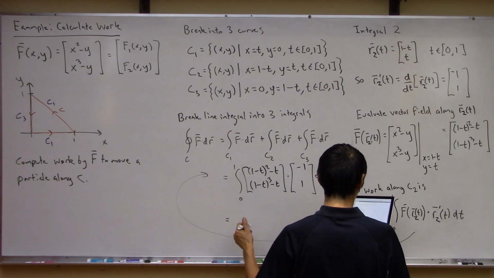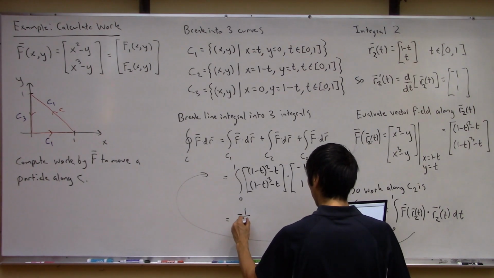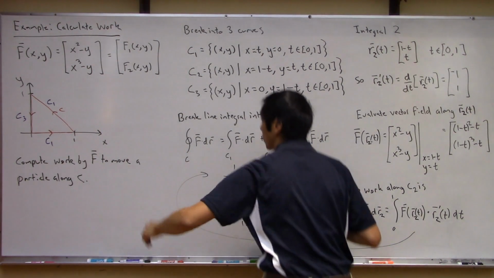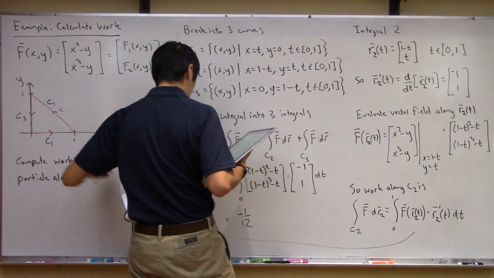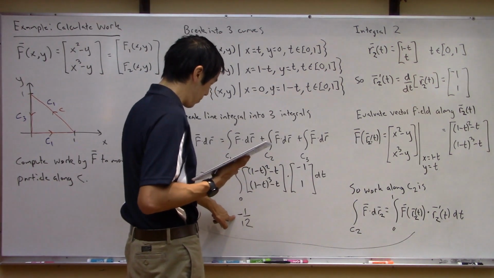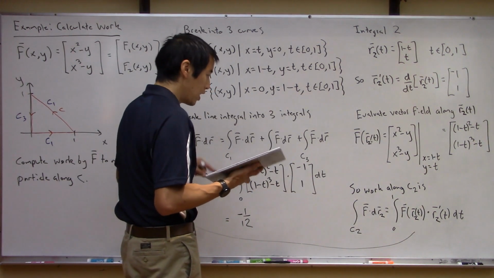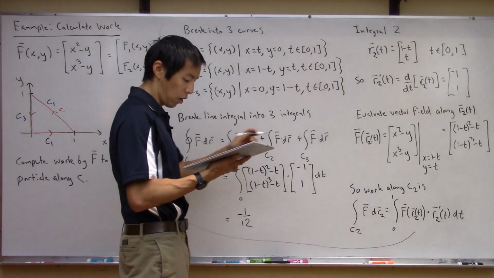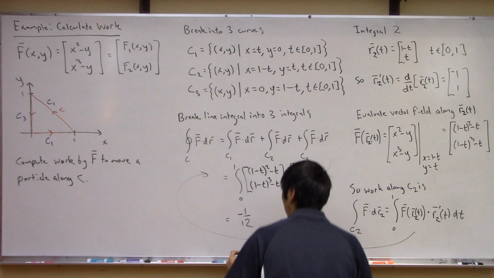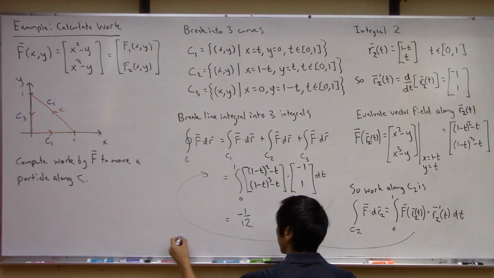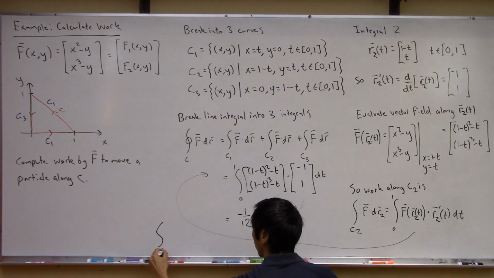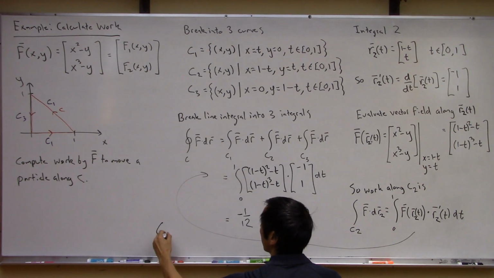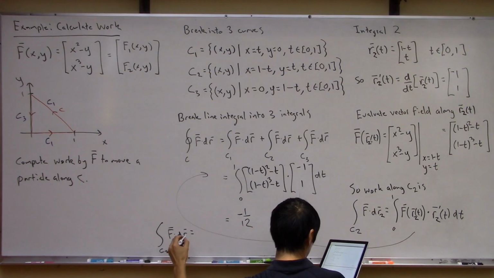This thing becomes -1/12. So actually, along the diagonal, it looks like the vector field was overall opposing the motion rather than going with the motion. Okay, so you do this for R1, R2, and then you can also do it for R3. Let me see what I ended up with for R3. The integral over curve 3 of F dotted with dr, I think I got that to be 1/2.